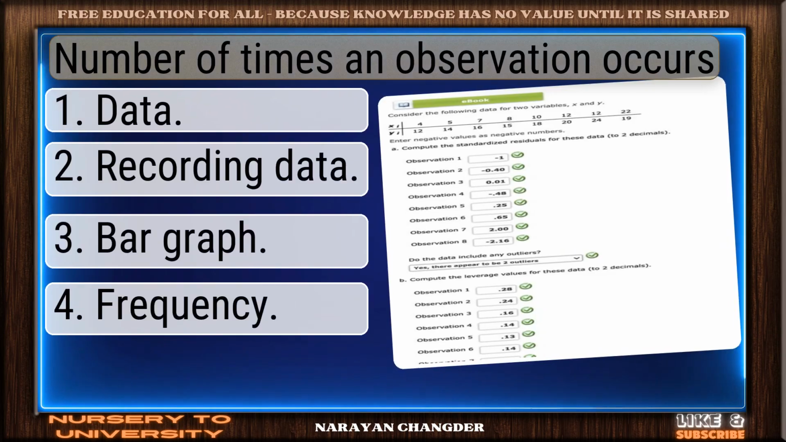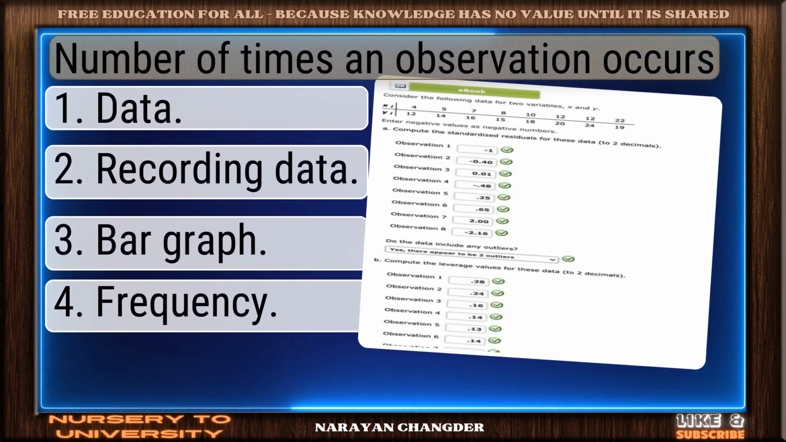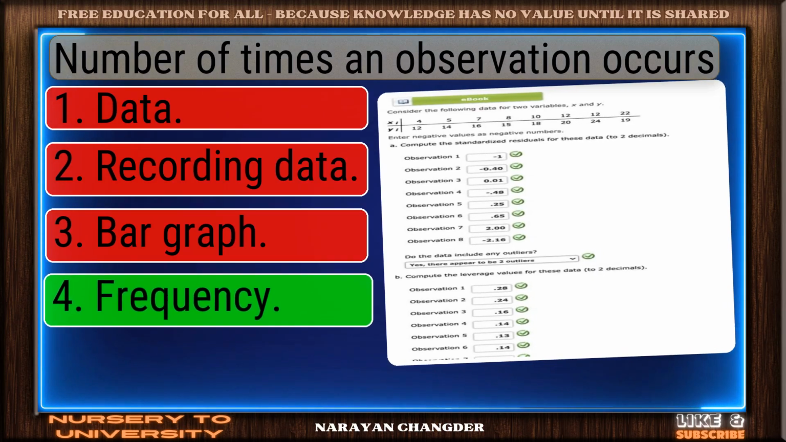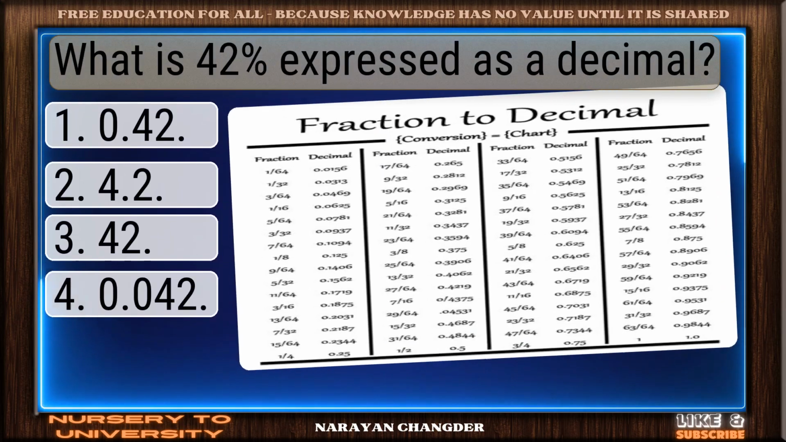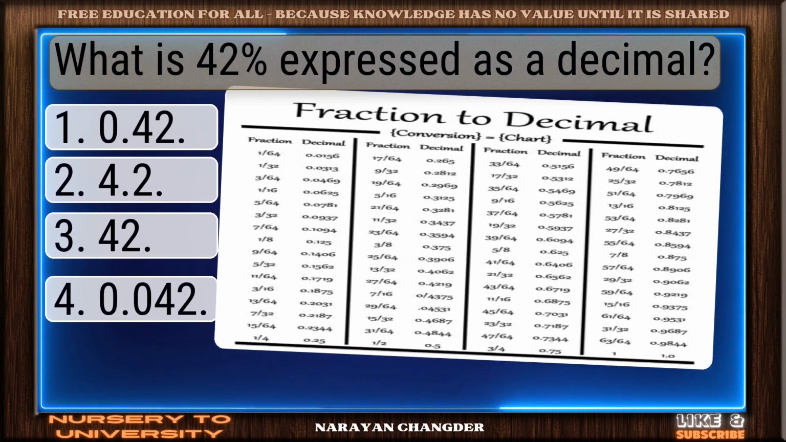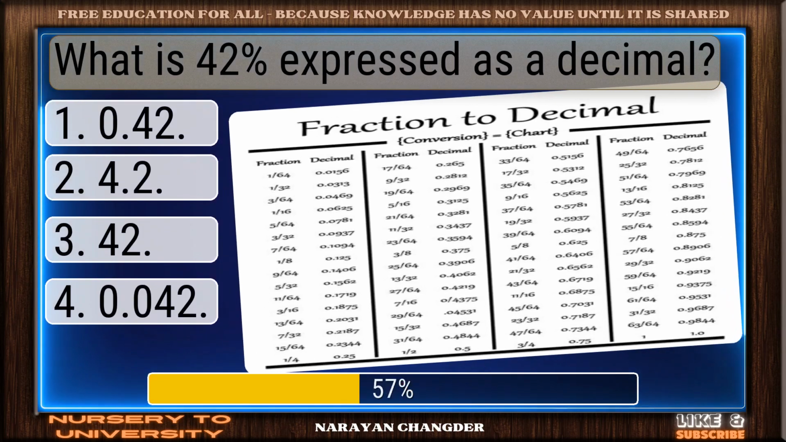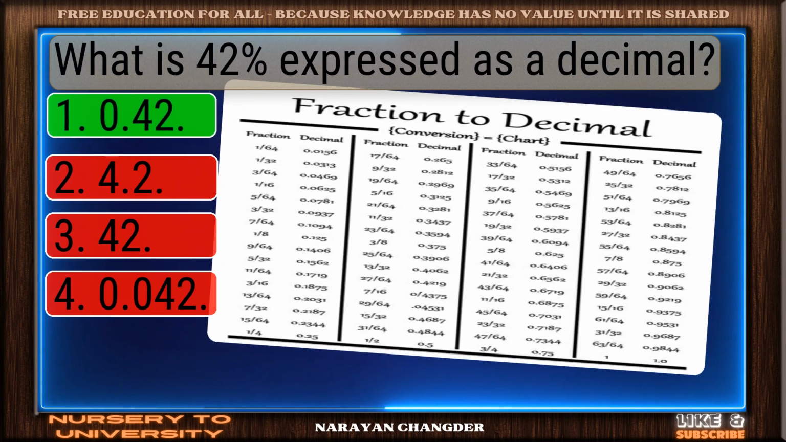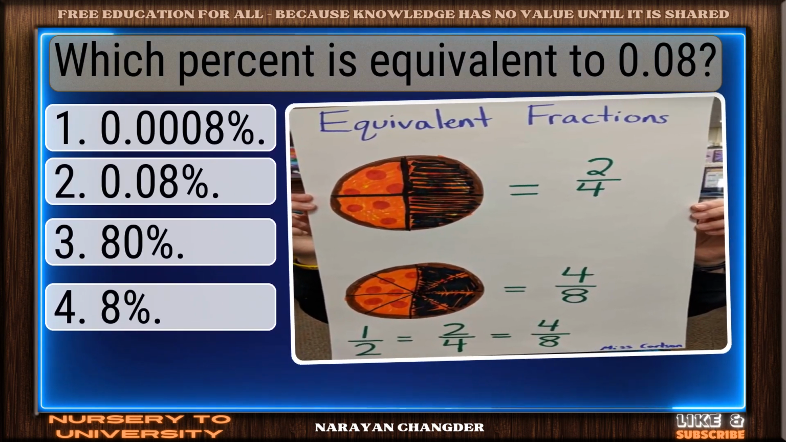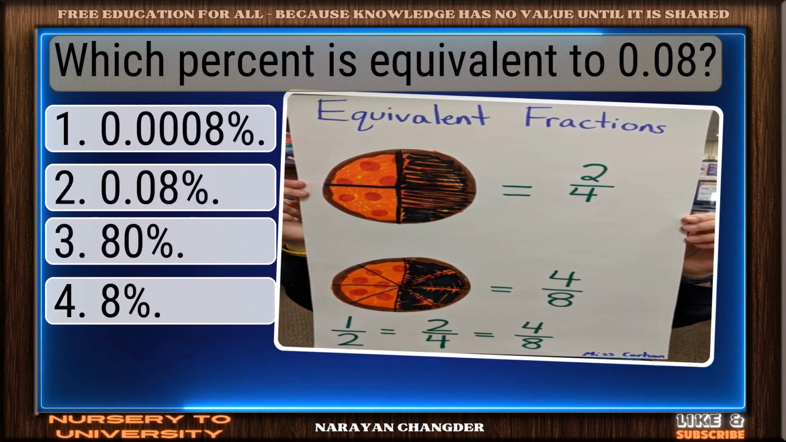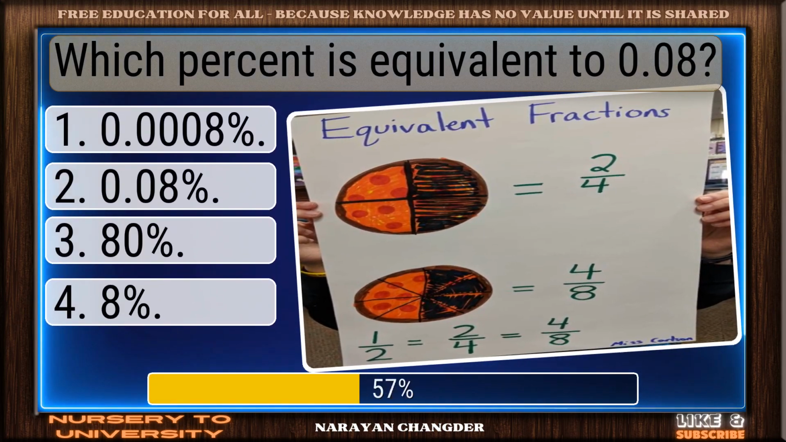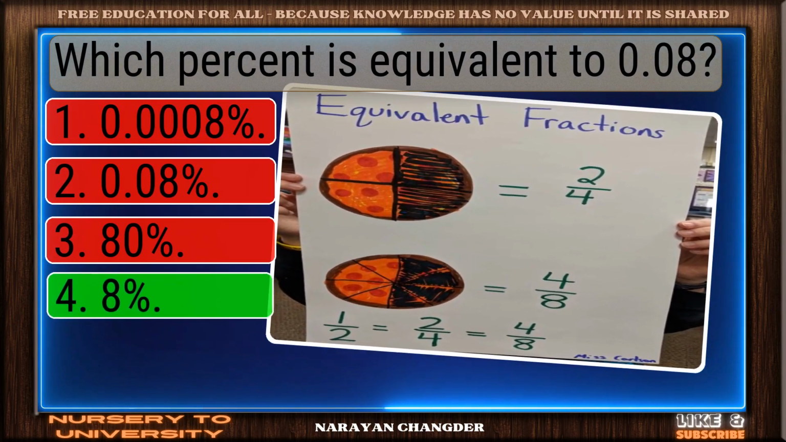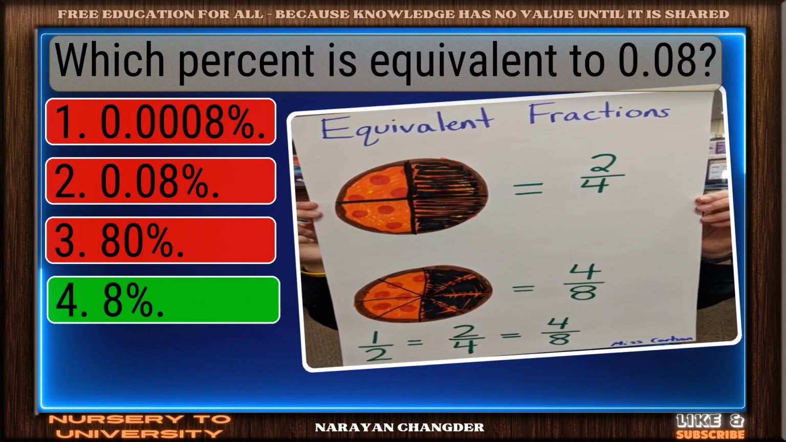Question number 243. Number of times an observation occurs. Good job. Your answer, frequency, works well here. Question number 244. What is 42% expressed as a decimal? Perfect. 0.42 is the correct choice. Question number 245. Which percent is equivalent to 0.08? Exactly. 8% makes sense, and it is the right choice.